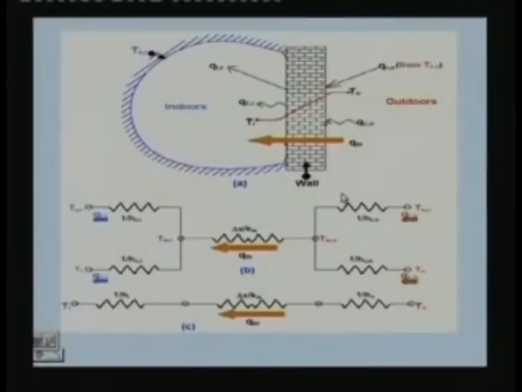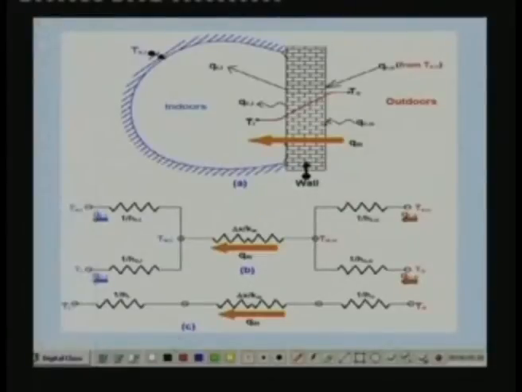Okay, so this again shows the wall, and as I have mentioned, this is the outer surface of the wall, and here you have radiation and you also have convection. These two heat transfer modes take place in parallel. So you have one parallel path by which radiation is taking place and another path through which convection is taking place.